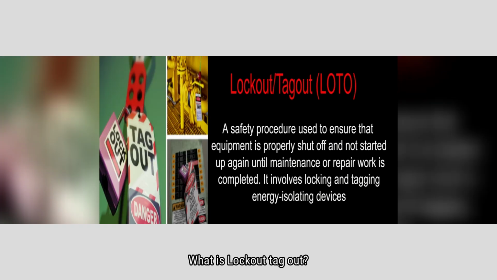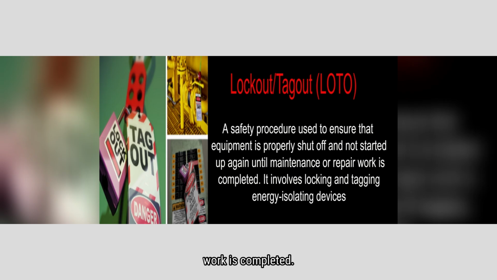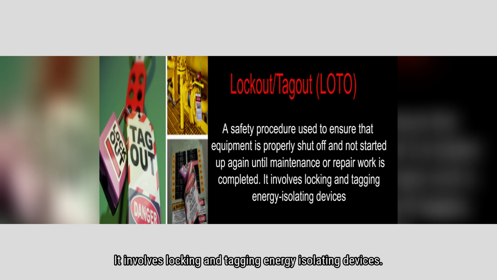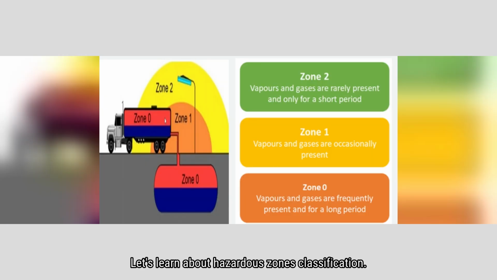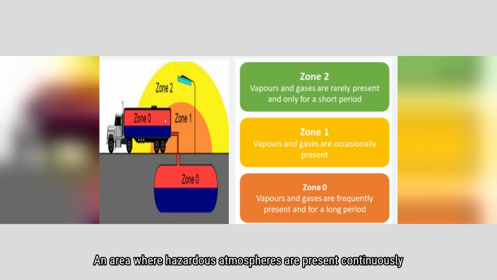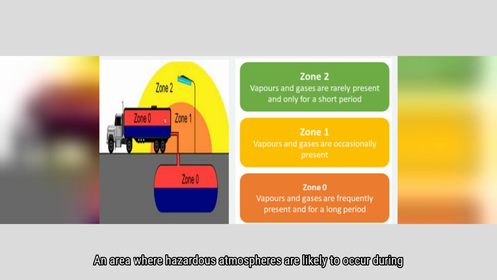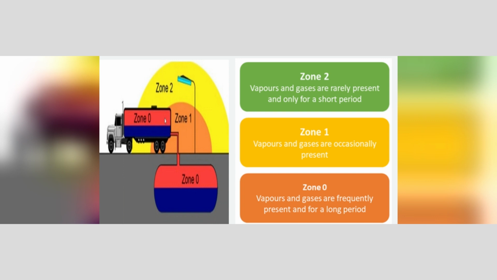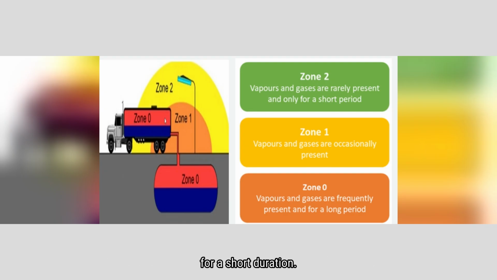What is lockout tagout, LOTO? A safety procedure used to ensure that equipment is properly shut off and not started up again until maintenance or repair work is completed. It involves locking and tagging energy-isolating devices. Let's learn about hazardous zones classification. Zone 0, an area where hazardous atmospheres are present continuously or for long periods. Zone 1, an area where hazardous atmospheres are likely to occur during normal operations. Zone 2, an area where hazardous atmospheres are not likely to occur during normal operations, but if they do, it will be for a short duration.